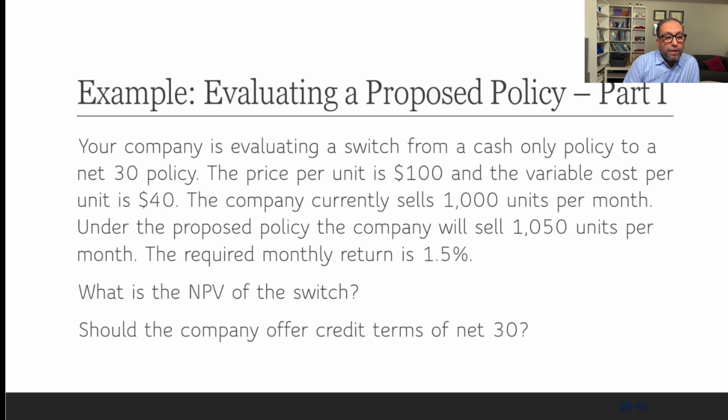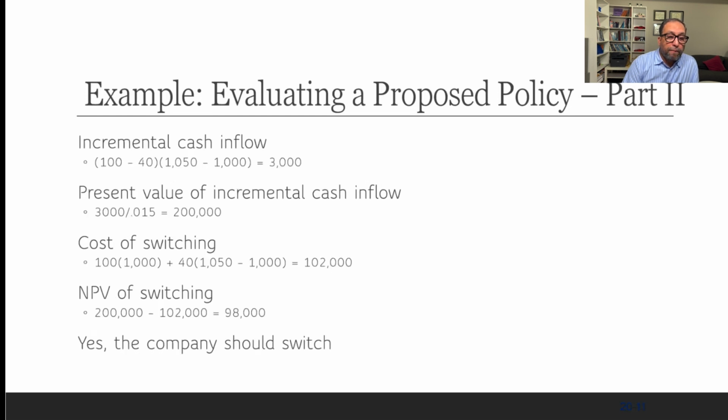So how can we evaluate a proposed policy of selling goods on credit? What is the NPV of this switch? We have to calculate the net present value of this cash inflow, or the net impact of this credit sale. And should the company offer credit terms of net 30? So what is the incremental cash inflow? We are going to be able to sell at 100. 40 is the variable cost. Fixed cost is not going to change because this is an incremental sale, so we subtract 40.